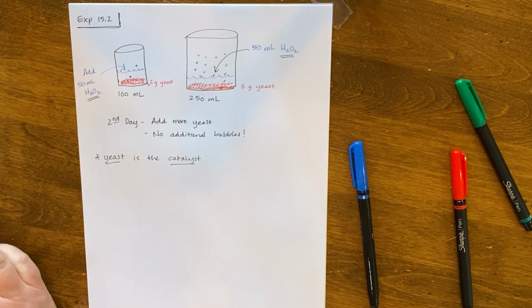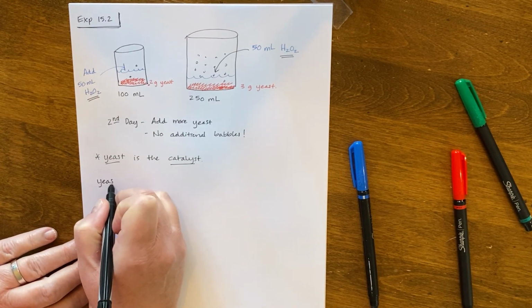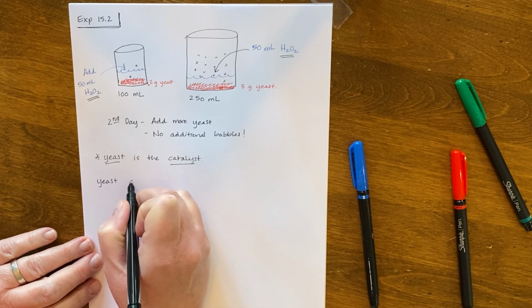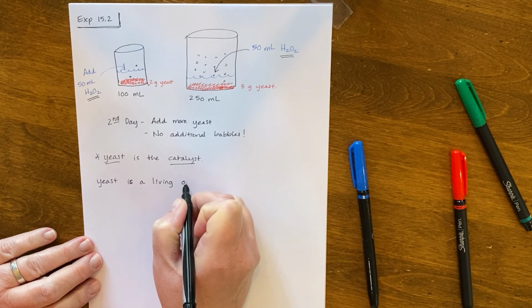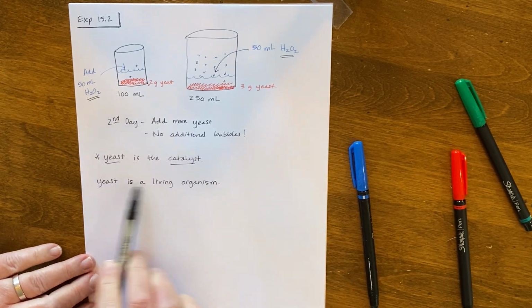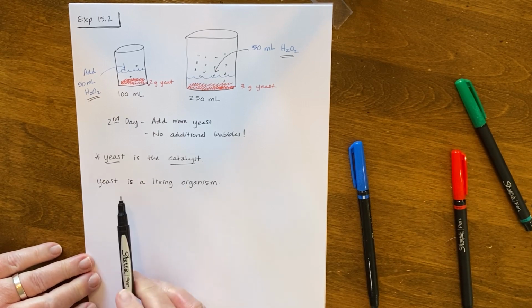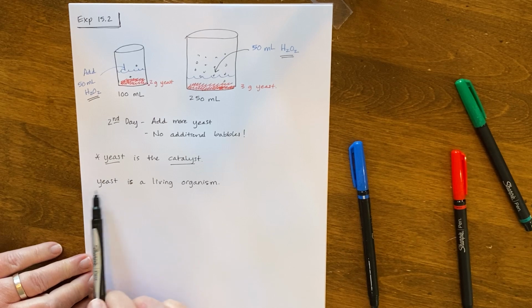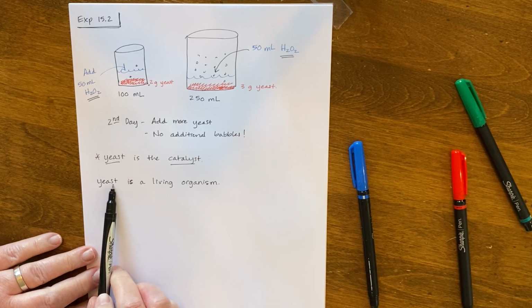Okay. Now, yeast is a unique thing. Yeast is actually a living organism. And anyone that's ever done any baking has seen this. To activate yeast, you have to give it sugar for food, and you have to put in usually some warm water. And that kind of livens up the organism and gets the yeast going.